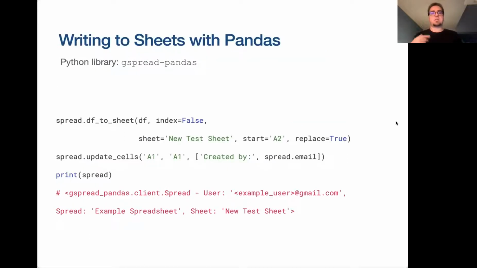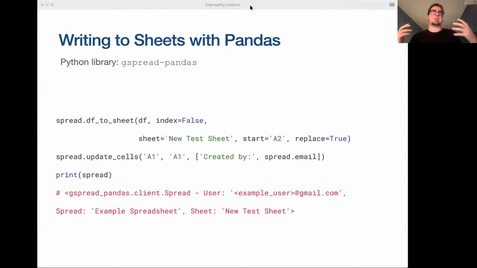We can also do it in the other direction. So GSpread Pandas will allow us, on the other hand, to basically just take our data frame and say, hey, take this data frame, write it to the Google Sheet, and it will do that. And we'll get a nice Python instance back and so on.